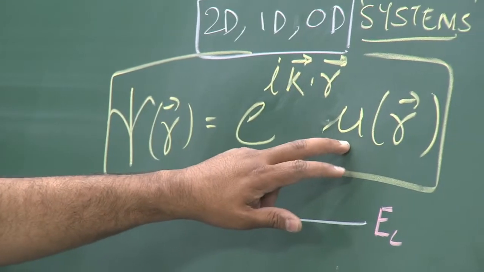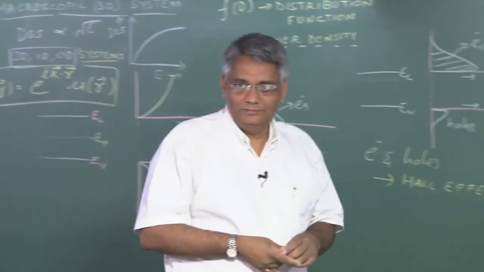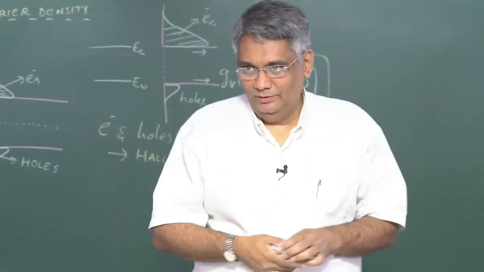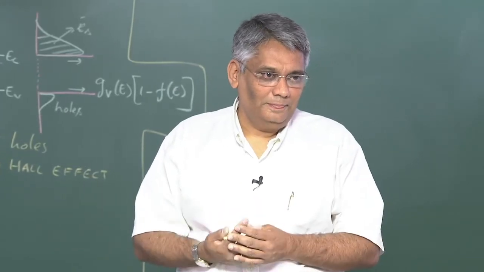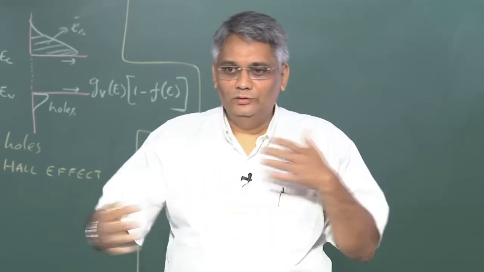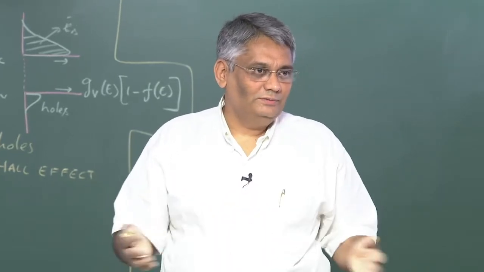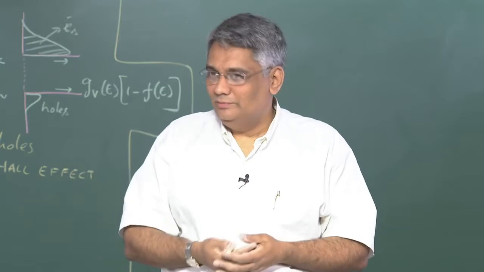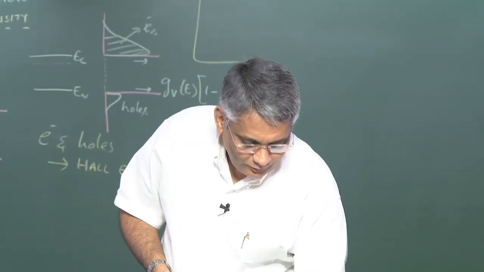U is the potential function, the plane wave, and what you get is a wave function representing the Bloch wave. Okay. Now you can apply the Bloch theorem formalism to the 3D, 2D, and one-dimensional cases also. That's what we are trying to do here in a simplified way.